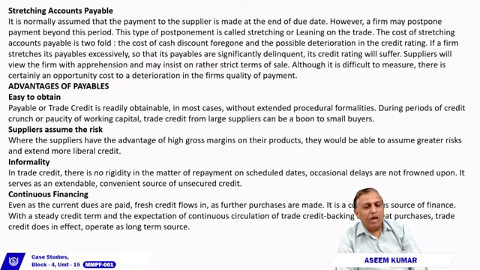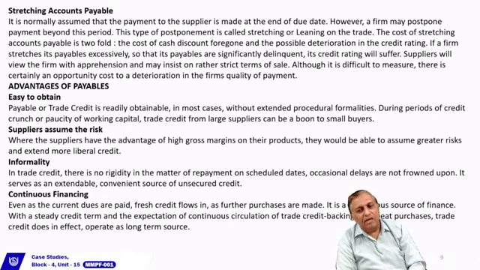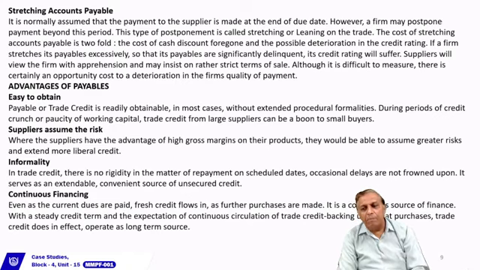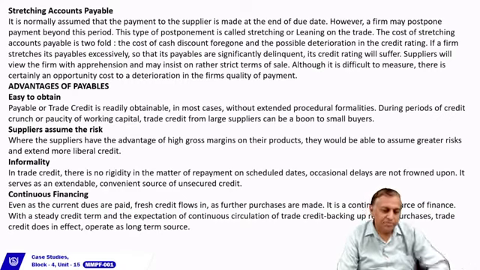Even as the current dues are paid, fresh credit flows in and further purchases are made. It is a continuous source of finance with a steady credit term and the expectation of continuous circulation of trade credit backing up repeat purchases. Trade credit is in effect operating as a long-term source.